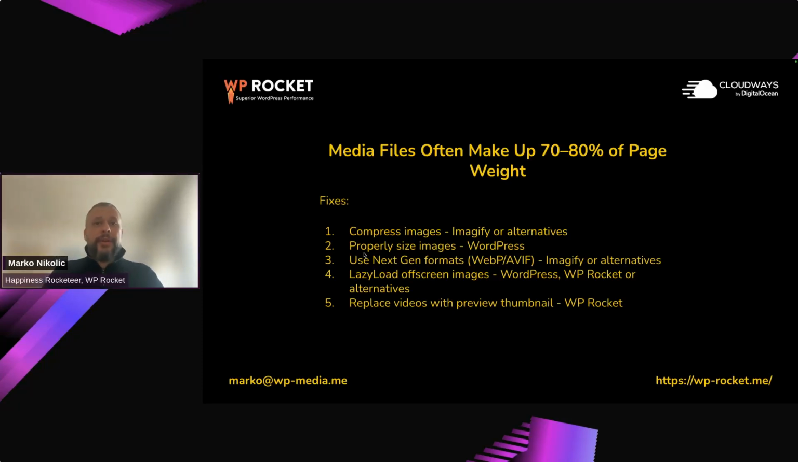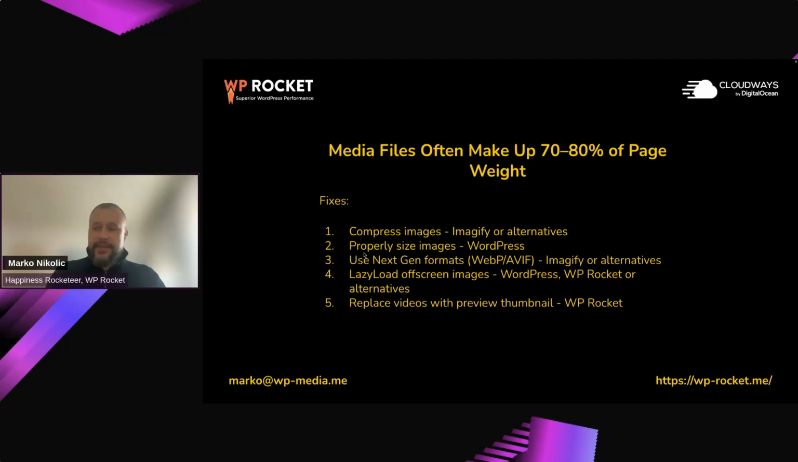Fixes. Luckily, there are tools that could help you fix these problems if you make them, if you don't plan correctly. Imagify is one of them that can help you compress images, but there are also other good tools like EWWW Image Optimizer and ShortPixel, so you can choose whatever you want. Instead of a 1 megabyte image, by just compressing it with one click, you can have a 200 kilobyte image.